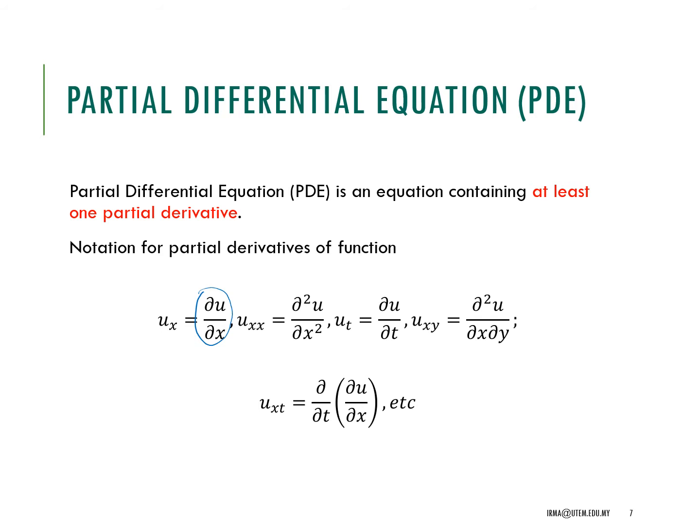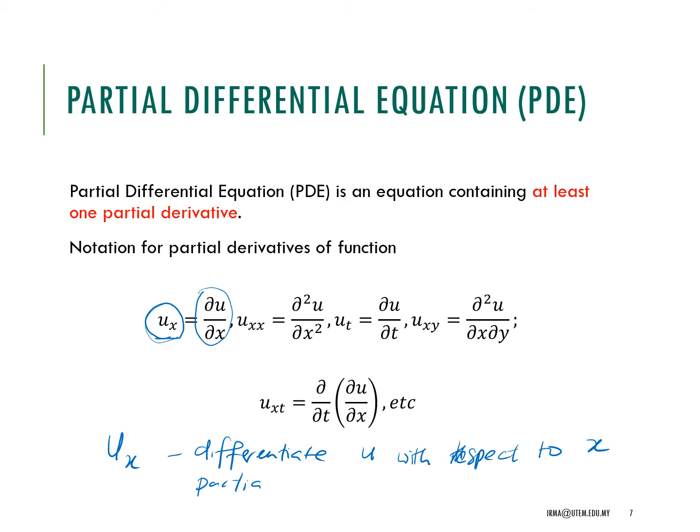Okay, del u del x, but actually we can also use, because some of the books also will use this kind of notation, ux. It means that if you have u subscript x, we differentiate the equation u with respect to x partially, which means that the other variable we will consider as a constant. So this is we differentiate once.